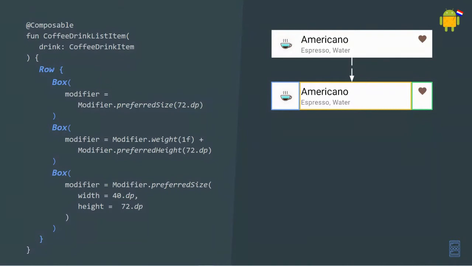And for the center box, we can allow this box to use all available space. For all available space, we can use weight. It means that it will use all available space. So in this case, it's this weight modifier. It's also pretty similar to the linear layout.